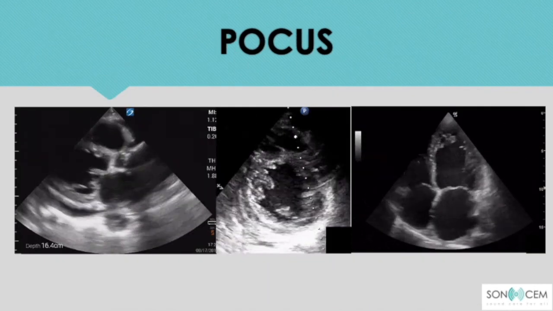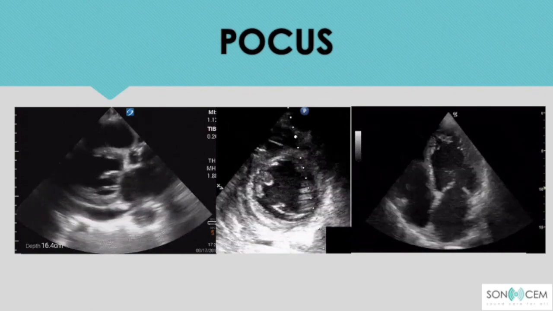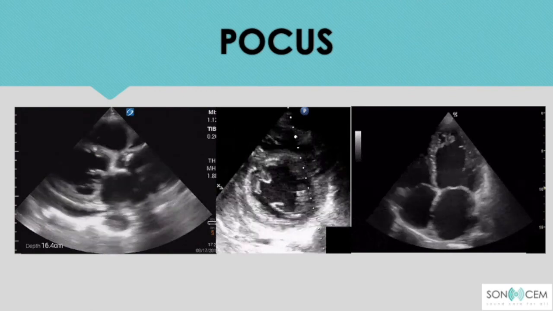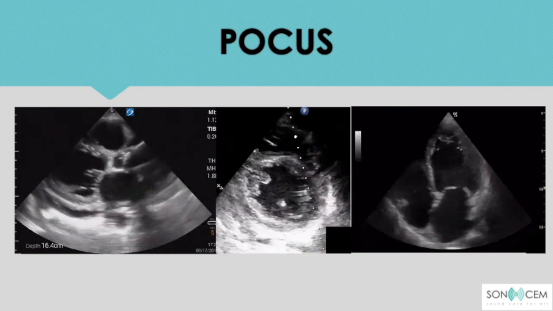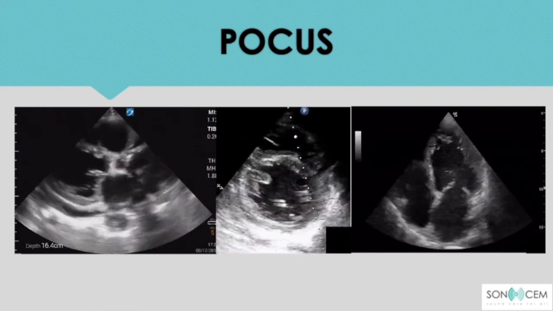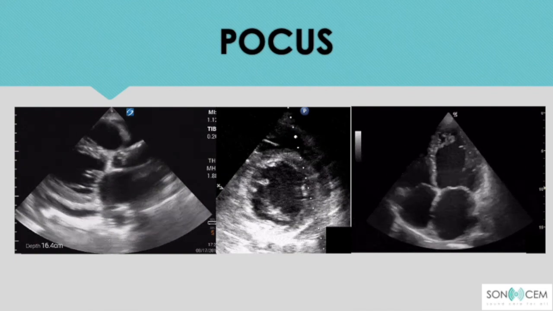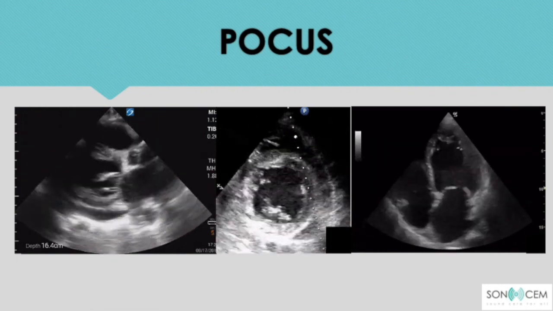Okay, this is the PoCUS. We start from the left side. You can see the mitral valve barely opens. The LV is barely contracting. Okay, there is a pericardial effusion. And the middle one shows poor contractility of the LV. And the last, the right side, shows dilated all four chambers.